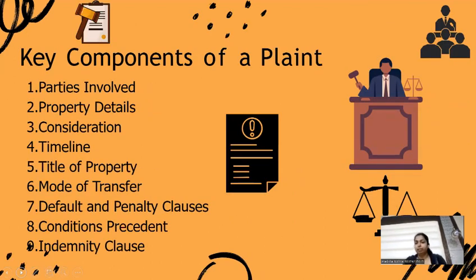Now, there are certain key components which are involved in an agreement of sale. First is the parties involved. There are two parties, one is the buyer and one is the seller.